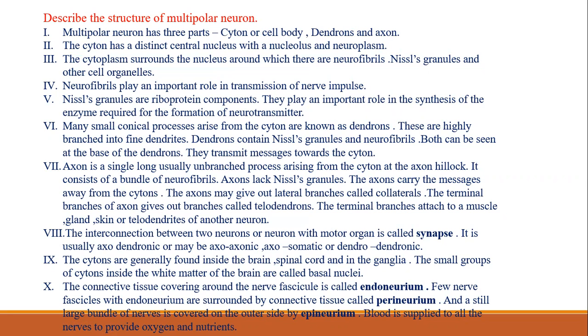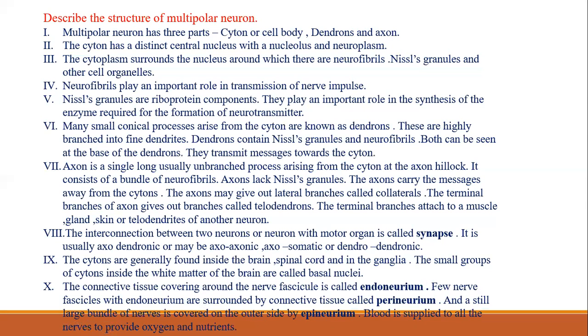Then comes the axon. So the axon, as you can see, is a single long process which comes out from the cyton. The point where the axon arises is called the axon hillock. Axons do not have the presence of Nissl granules. They carry the messages away from the cyton. Axons may also give out branches. They are called collaterals. And the end, terminal branch of the axon is called telodendron.